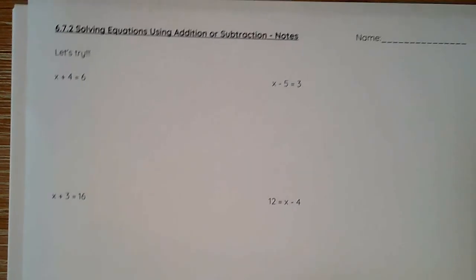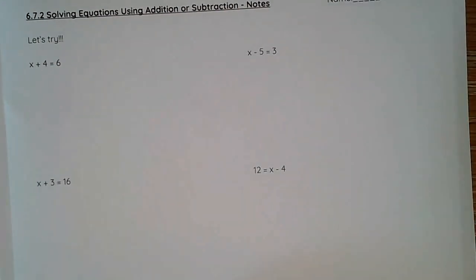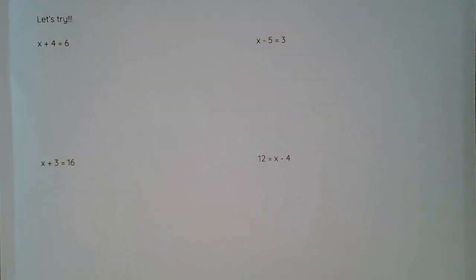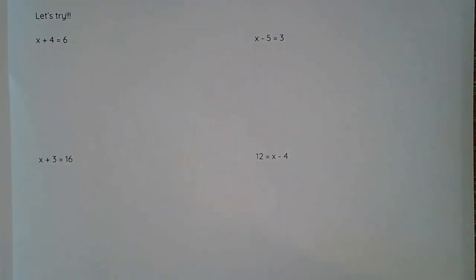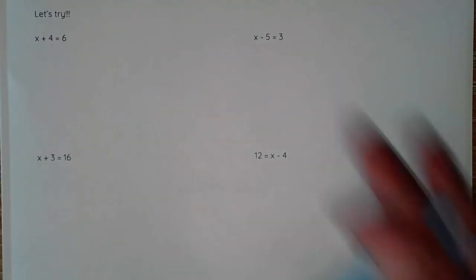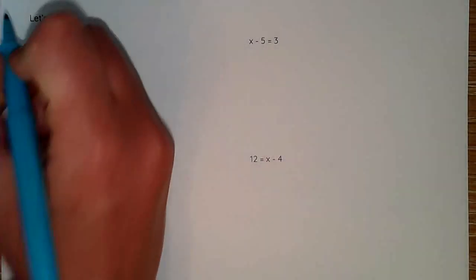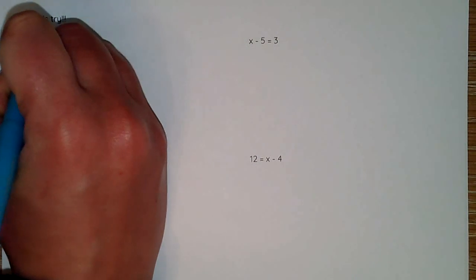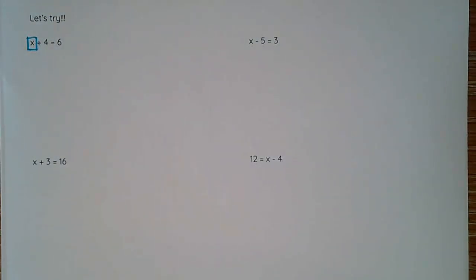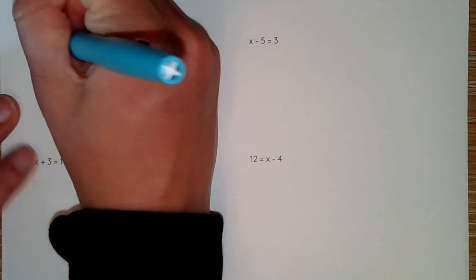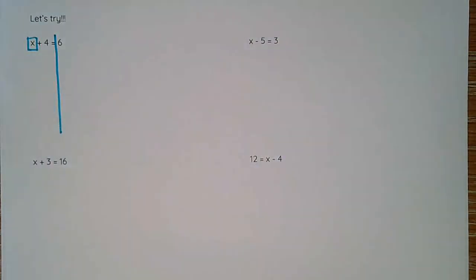All right, so we've got 4 problems to try. First of all, we've got x plus 4 equals 6. Step number 1 for us was to box the variable term. The x is in a term all by itself. Then we draw a line down from that equal sign. Remember, that line is modeling that we want to keep everything balanced.